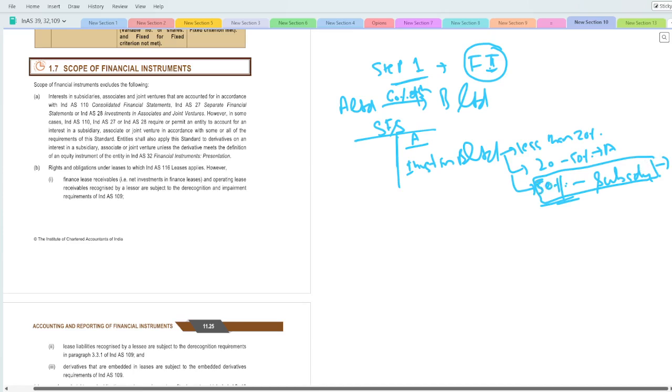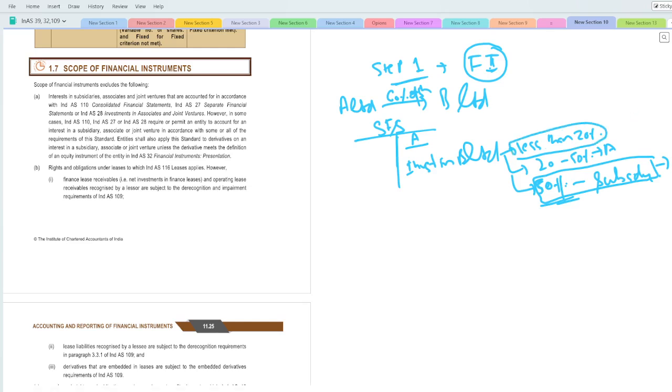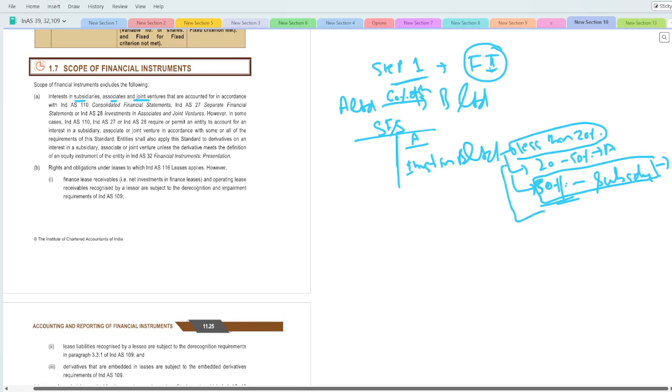So less than 20%. Normally here it is talking about the subsidiary, the associate and the joint venture. So that means it is starting with this point, not with this point. For this point, it is still covered under the financial instrument, Ind AS 109, where you will be following fair value through P&L normally. Okay. So first thing, this investment in B Limited by A Limited is a financial instrument.